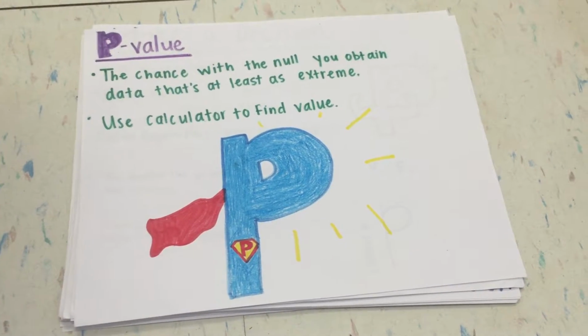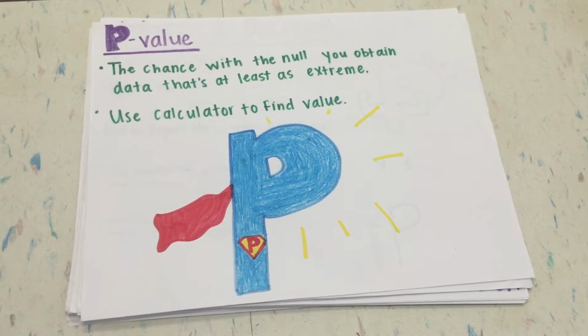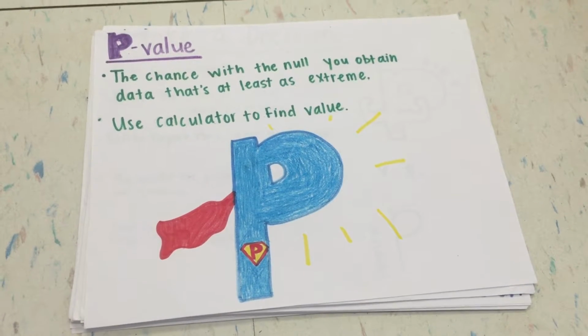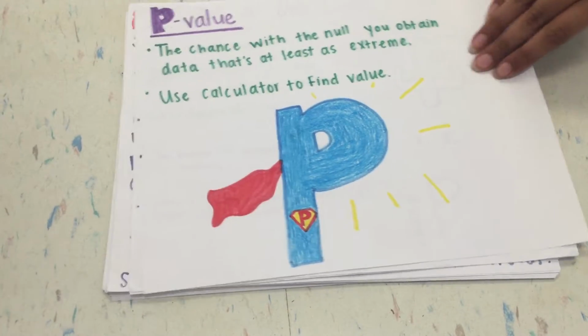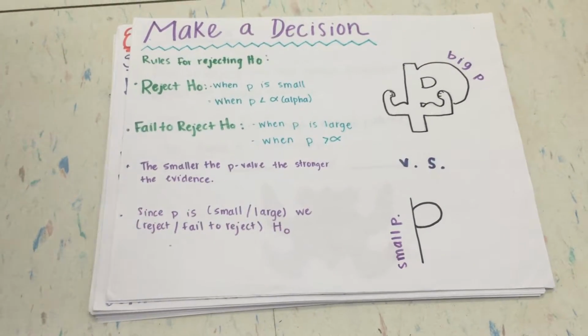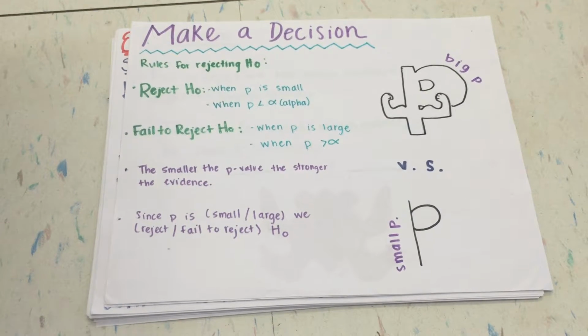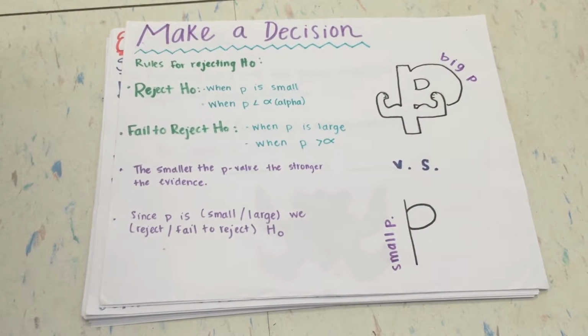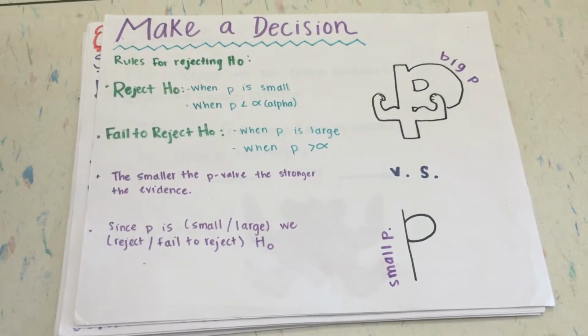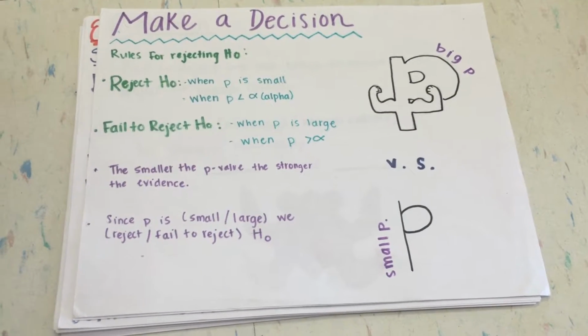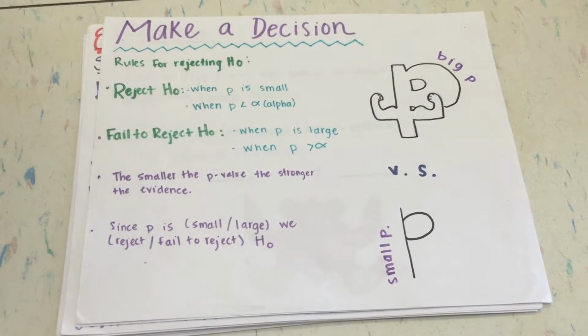Step 6 is to find the p-value, which represents the chance with the null you obtain data that's at least as extreme. We use a calculator to find this value. Almost done. Next we make a decision. There are two options, reject or fail to reject H0. If the p-value is small, which is if it is less than the alpha value, or 0.05, we reject. If it is large, we fail to reject.